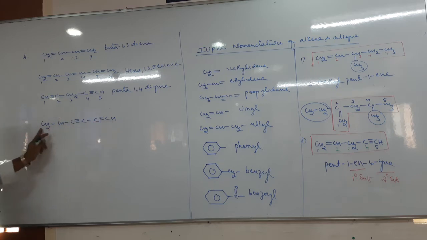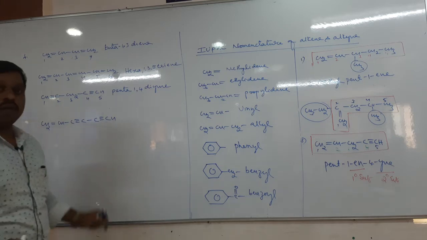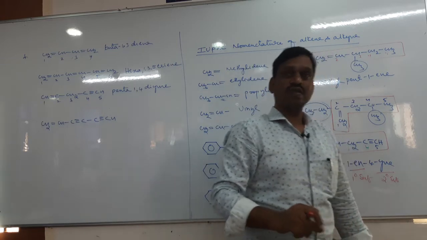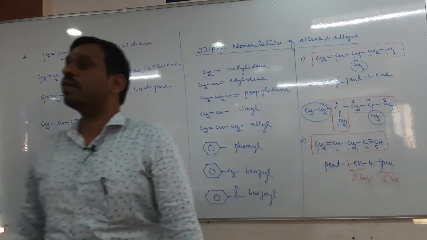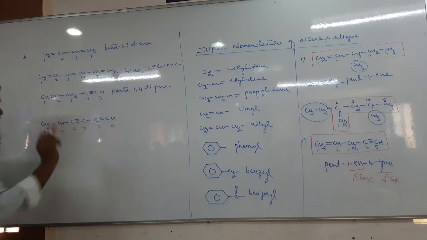1 2 3, 1 2 3. The triple bond gets the same number from both sides, but the double bond gets 1 from one side. If the double bond and triple bond are present in equivalent positions, then numbering should be given from the side of the double bond. In the morning class you have studied. Therefore it is 1 2 3 4 5 6.